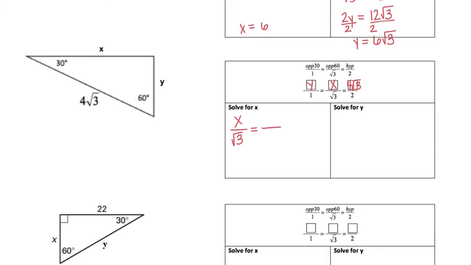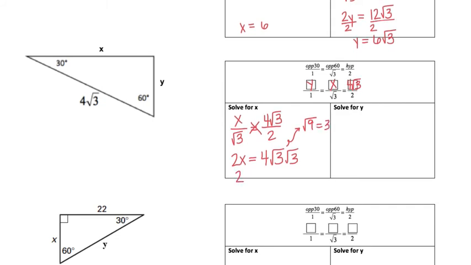So to solve for x, I'll take the fraction that had x in it, x over the square root of 3 equals, and then the fraction that just has numbers in it, 4 square root 3 over 2. Then we'll cross multiply. X times 2 is 2x equals, and then we have 4 square root 3 times the square root of 3. So remember, square root 3 times square root 3 equals the square root of 9, or 3. So now I really have 4 times 3. We know that 4 times 3 is 12, so we'll divide by 2 on both sides, and x will equal 6.